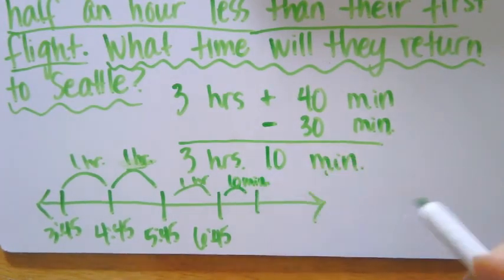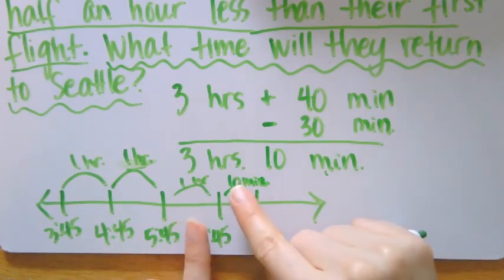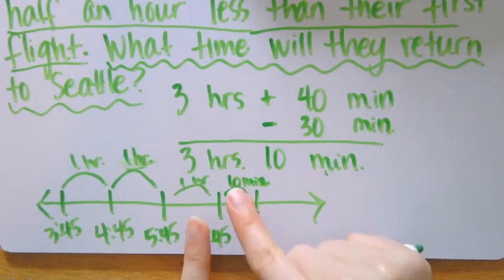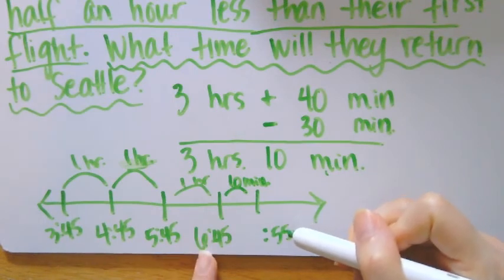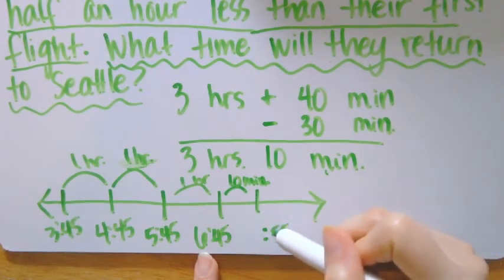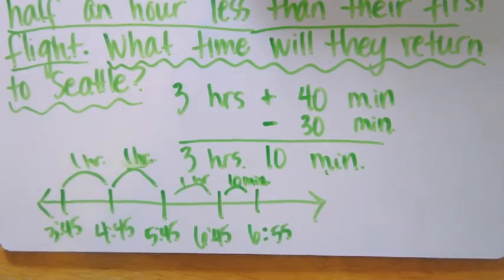would give us what total time? So again, we're adding the minutes. This is the hour, this is the minutes. So 45 plus 10 would give us 55, and it doesn't cross over into the hour because it only does if it goes past 59. Okay? And that would give us 6:55. So they would return back to Seattle at 6:55.